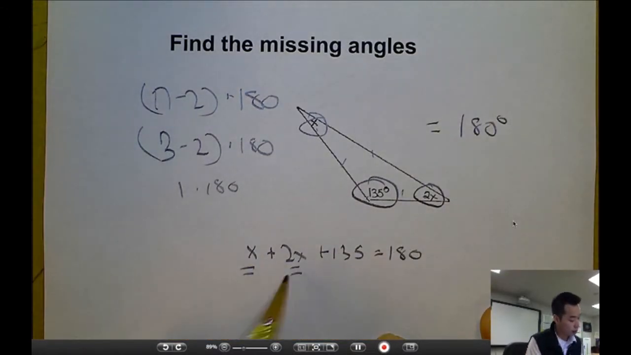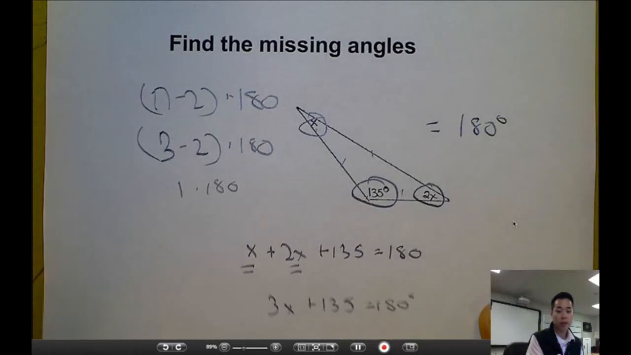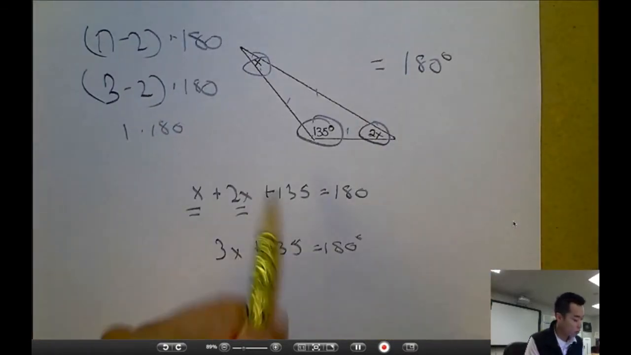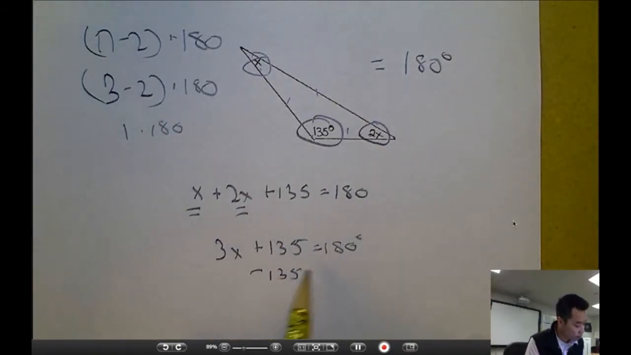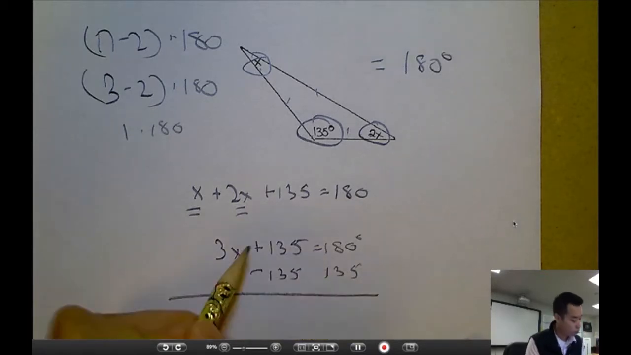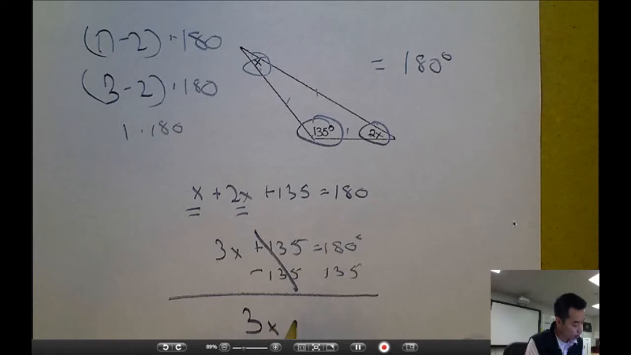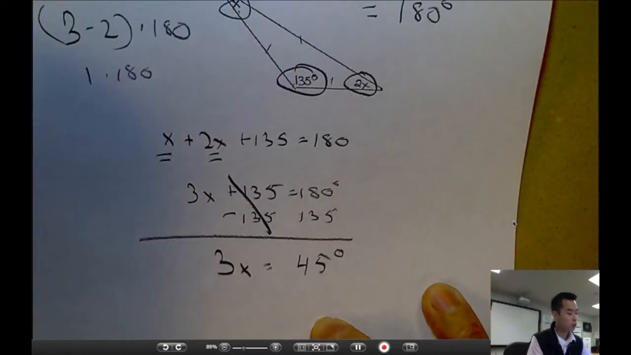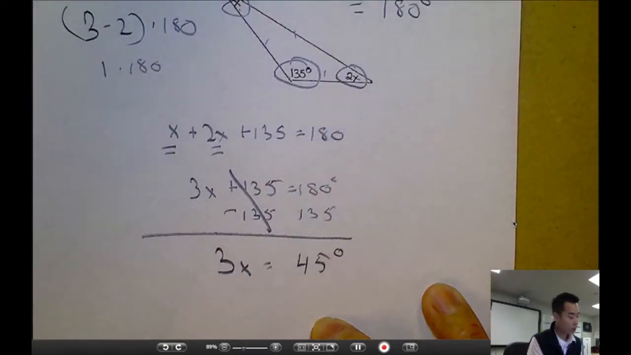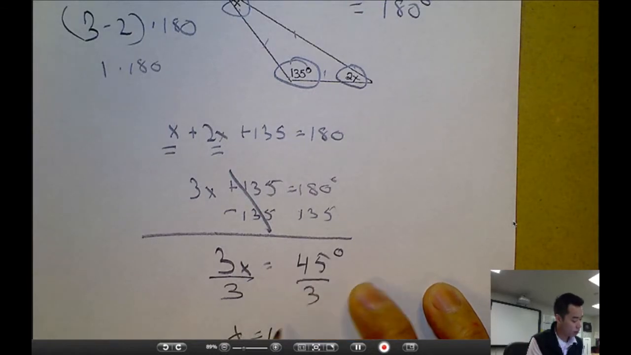So just like we did at the beginning of the year, x plus 2x is 3x, plus 135 equals 180 degrees. First thing I need to do to solve this is subtract 135 from both sides. This goes away. I get 3x is equal to 45 degrees. Divide both sides by 3. I get x is equal to 15 degrees.